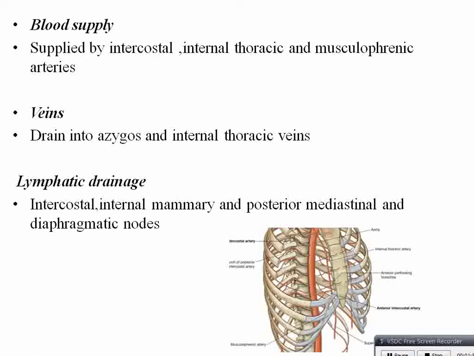Lymphatic drainage: they drain into intercostal lymph nodes, which are seen in the intercostal space. Internal mammary lymph nodes are associated with the internal thoracic vessels. Posterior mediastinal lymph nodes are seen in the posterior mediastinum, and the diaphragmatic nodes are seen along the diaphragm.